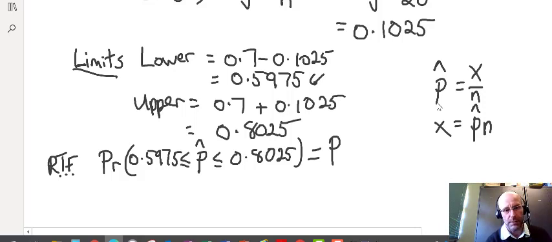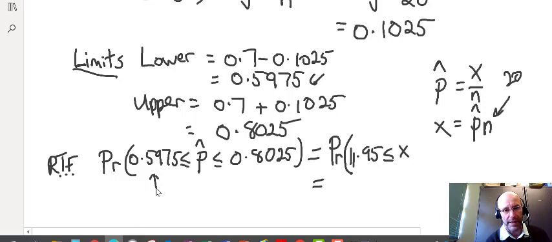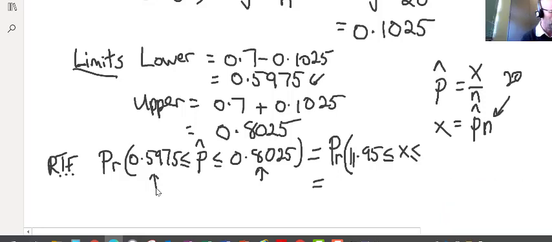So we need to go 0.5975 times 20, because n is 20, remember, from just before. And according to my calculations, we get 11.95. We've got X now, and 0.8025 times 20, and I get 16.05.